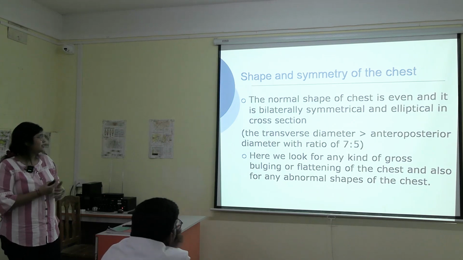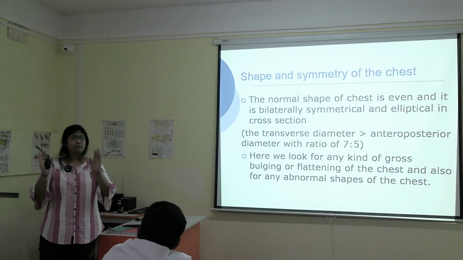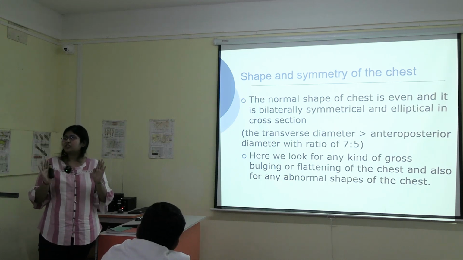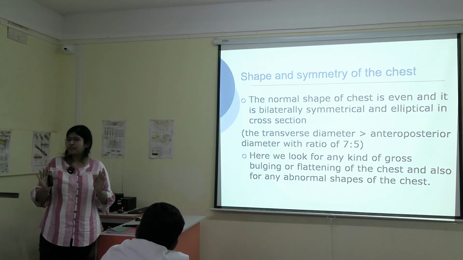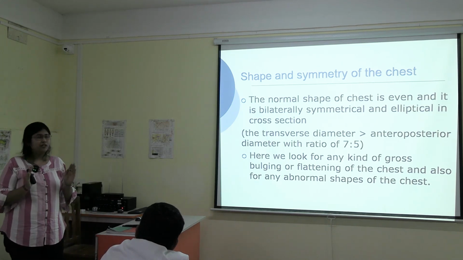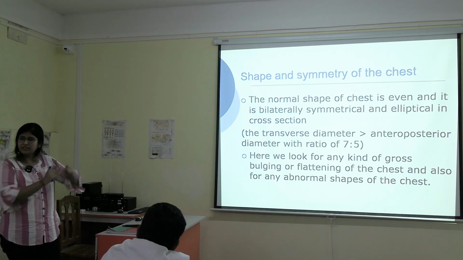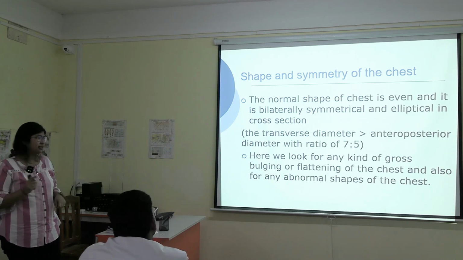Now the shape and symmetry. As I have mentioned, our chest is bilaterally symmetrical. Nature loves symmetry. You have heard this before. Our chest wall is symmetrical, and it is elliptical in cross section. Remember the cross section? It is elliptical in cross section.